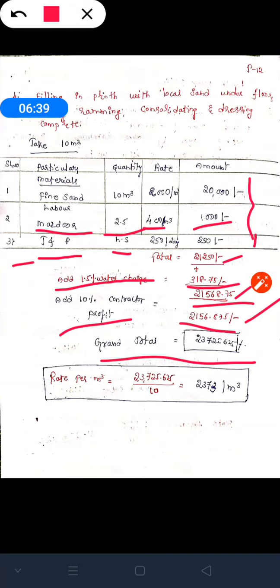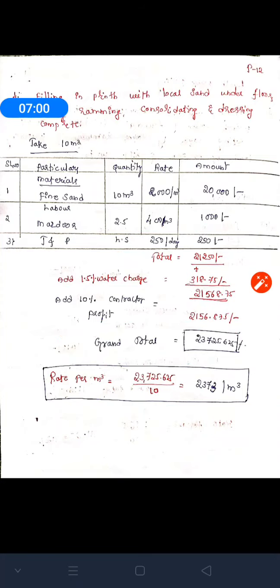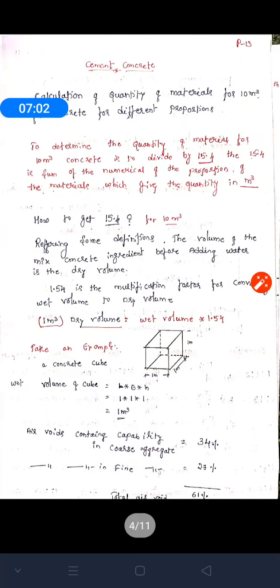This is for 10 meter cube of work, but here we require the cost per meter cube. Then rate per meter cube equals 23,725.625 divided by 10. Then we got 2,373 per meter cube. This is all about the rate analysis of earth filling. Okay, so next we move on to the next part, that is cement concrete, that is CC bed. So we should calculate the CC bed like this.